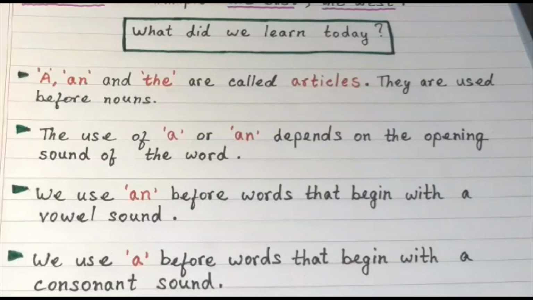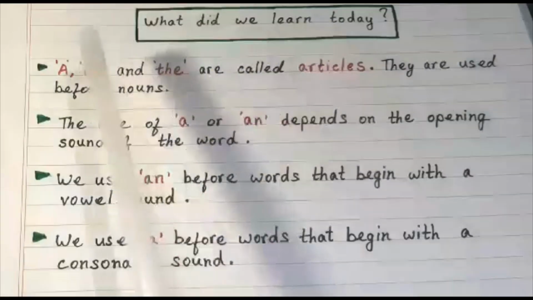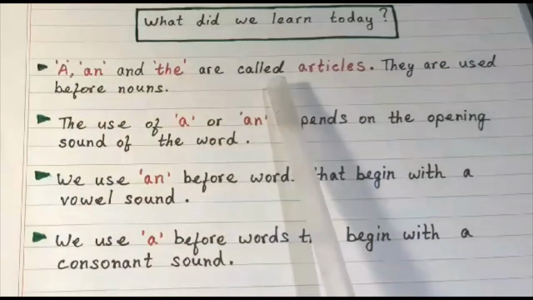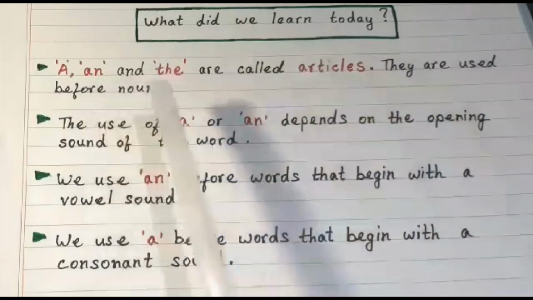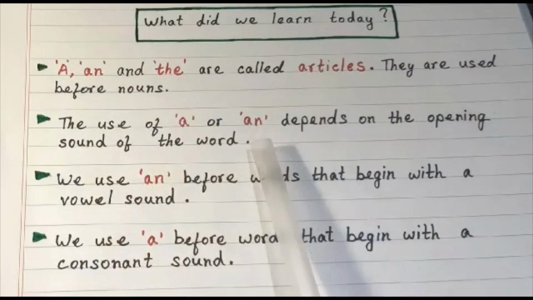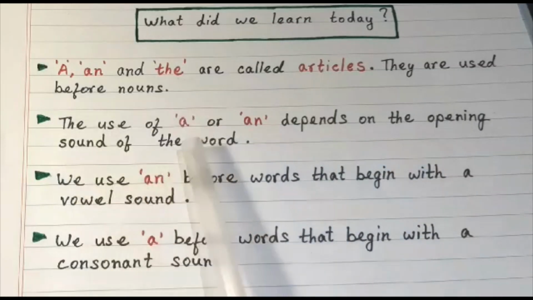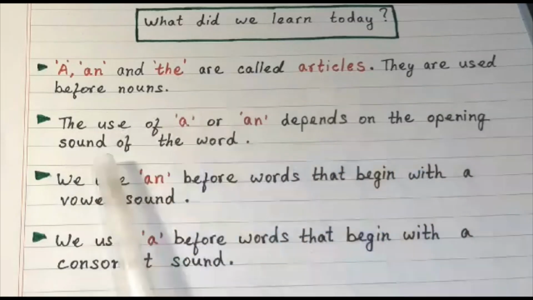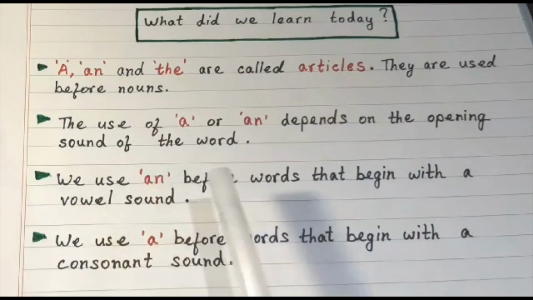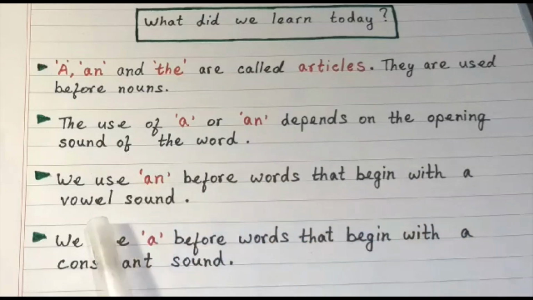Before we leave, let's run through some of the points we have learned in this lesson. Articles a, an, and the are called articles. They are used before nouns. The use of a or an depends on the opening sound of the word. Remember this, the use of a or an depends on the opening sound of the word. We use an before words that begin with a vowel sound. We use a before words that begin with a consonant sound.